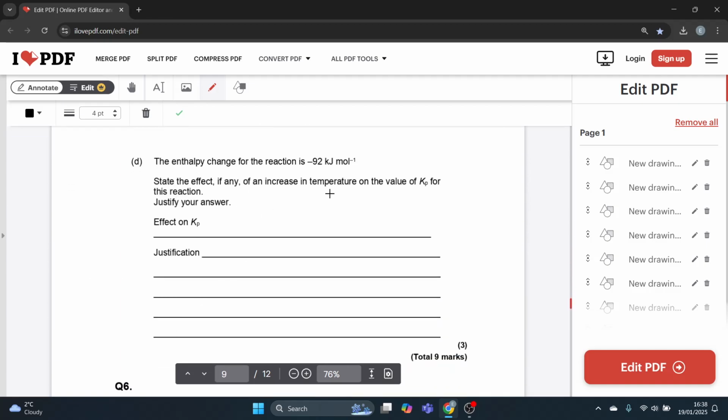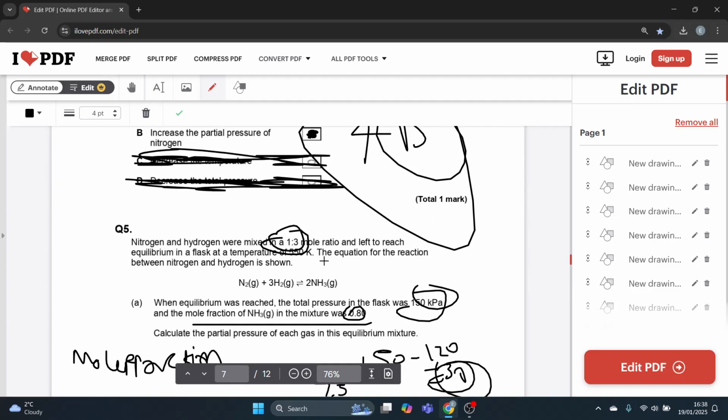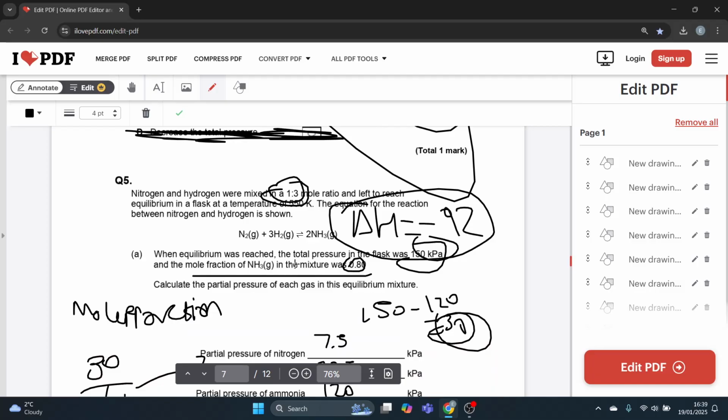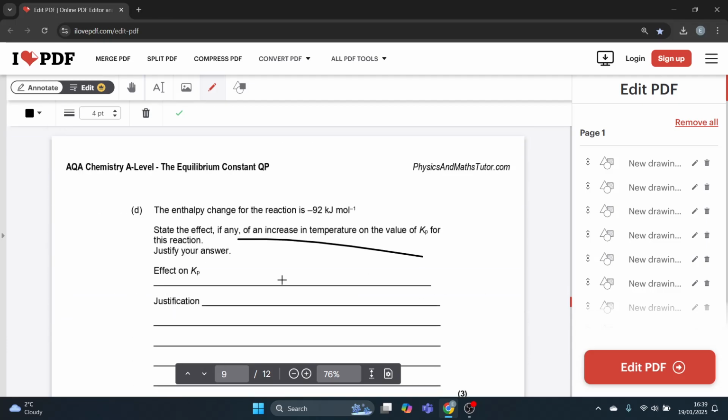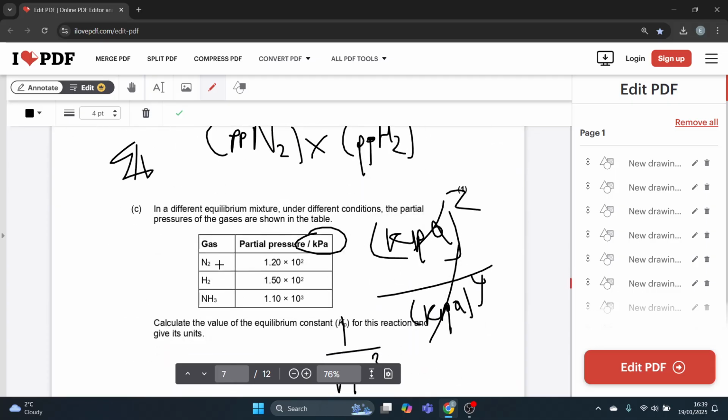Part D says the enthalpy change is this. State the effect of any increased temperature on the value of Kp. So remember, I'm increasing temperature, so it will have an effect on the value of Kp. But because I know the enthalpy change is minus 92, delta H is minus 92, because we're still using the same equation. So what will happen? Well, equilibrium: forward reaction is exothermic because delta H is negative, therefore the backwards reaction is endothermic. So if I increase the temperature, it's going to shift to the endothermic direction to oppose the increase in temperature. Okay, so perfect.